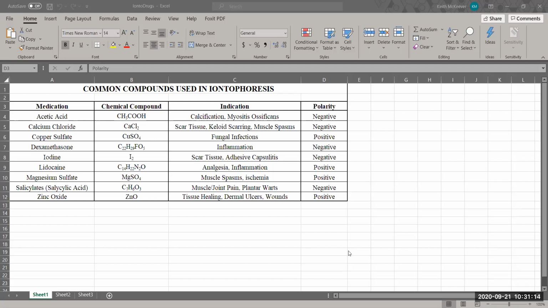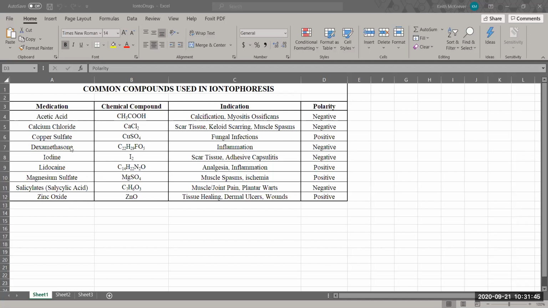For the most part, if you look at most of the medications we're going to use, it's pretty well evenly split, right? Negative, negative, negative, negative, negative, positive, positive, positive. So I think there's one more negative there. But a good chunk of the stuff we're going to do, I honestly can't remember the last time I used copper sulfate. I think the only positive one I've used recently is lidocaine. Most of the other meds are negative, right?